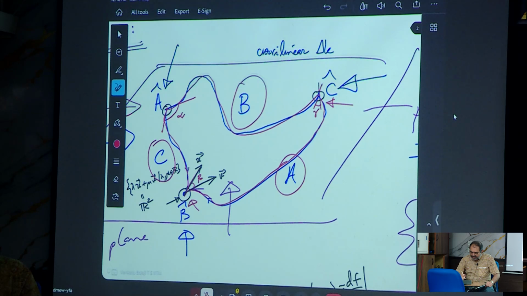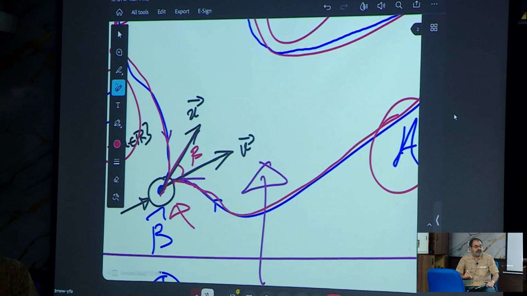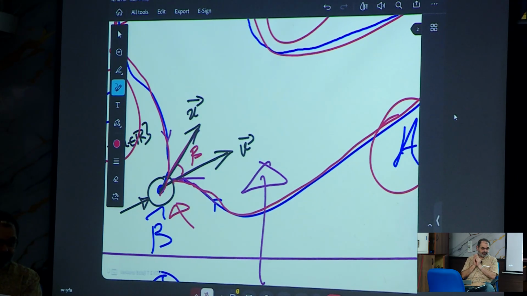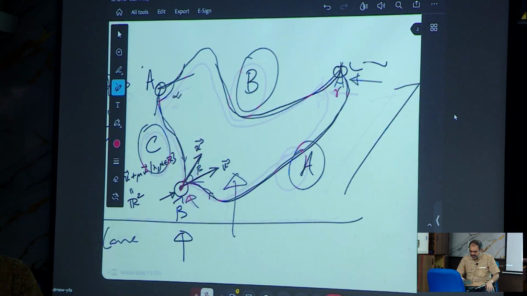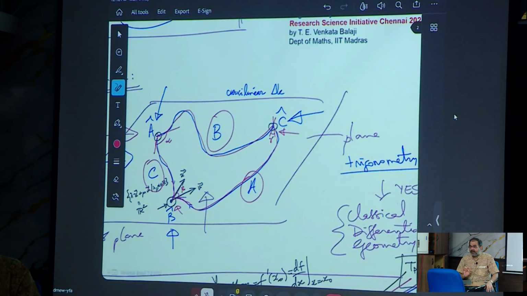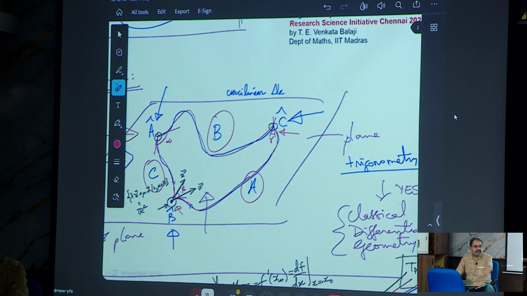And what about the angles? You can make the angles as the angles between the curves at the 3 points. And the angle between two curves at a point is defined to be the angle between the tangents. Now again, the question is, for this kind of really curvy triangle, is there a trigonometry? What is the sum of the angles of the triangle?